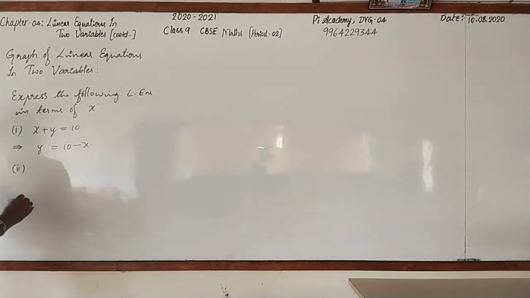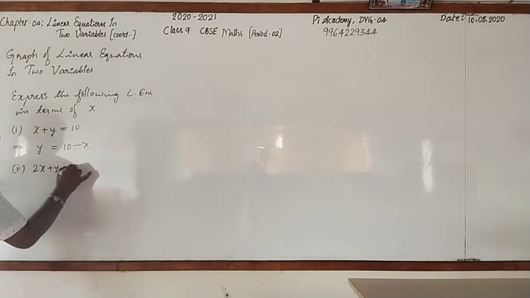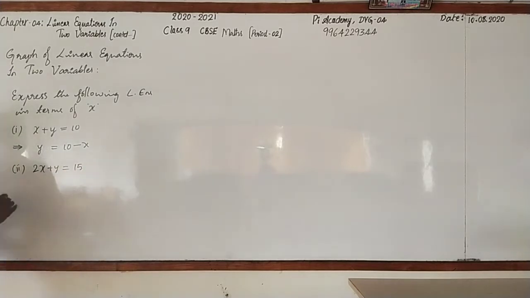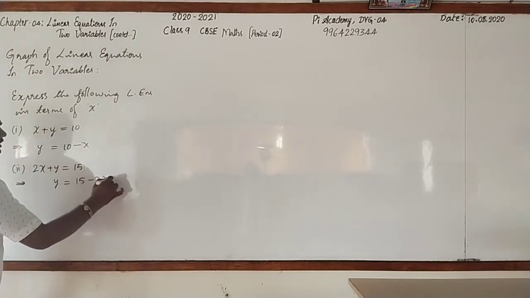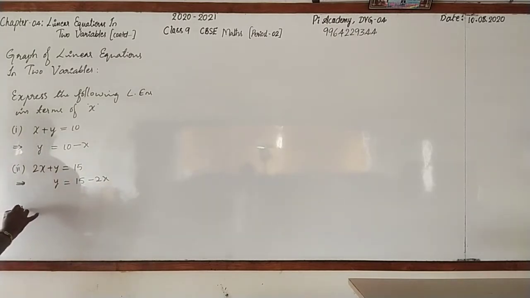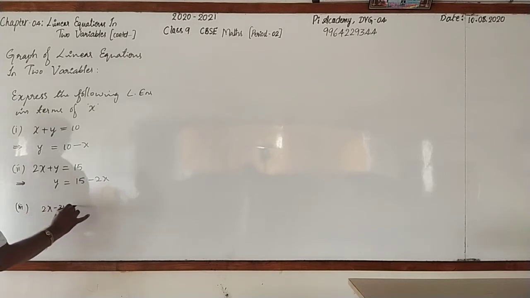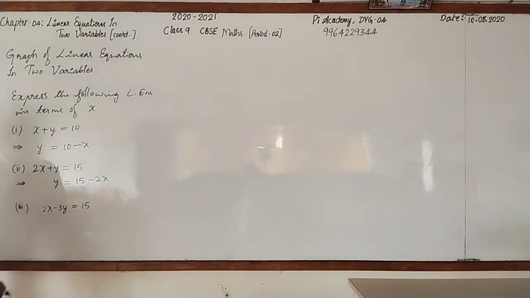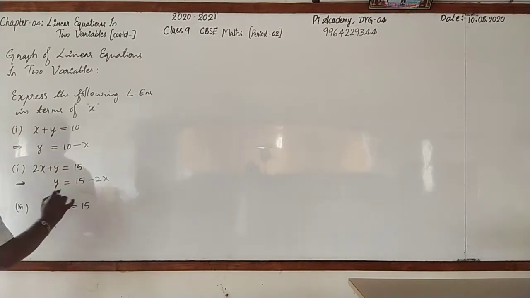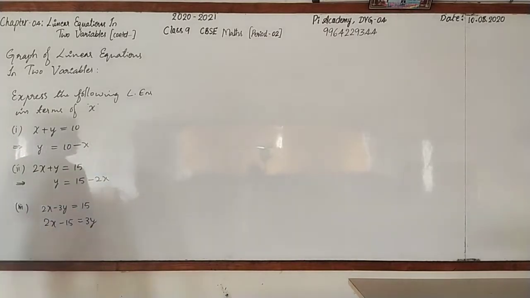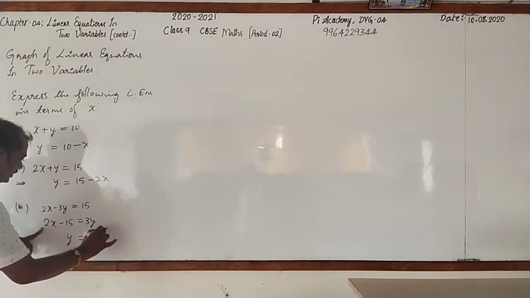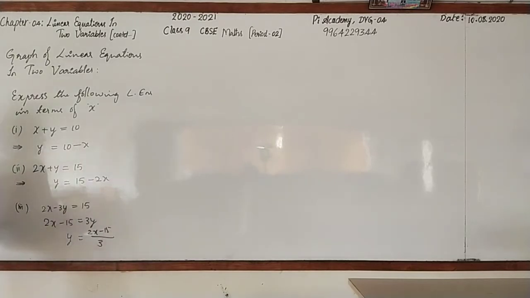Similarly, second, suppose 2x plus y is equal to 15. Then how do you solve for y? This is also very simple. y is equal to 15, transfer 2x to the right hand side, becomes minus 2x. Next, the third one, it is 2x minus 3y is equal to 15. How do you write? This is very simple. Transfer 15 to the left hand side: 2x minus 15 is equal to 3y, because minus 3y has been transferred to the right hand side. But we want y. y is equal to (2x minus 15) divided by 3.